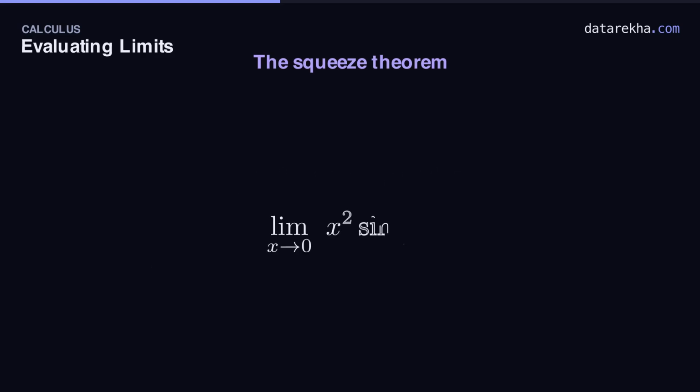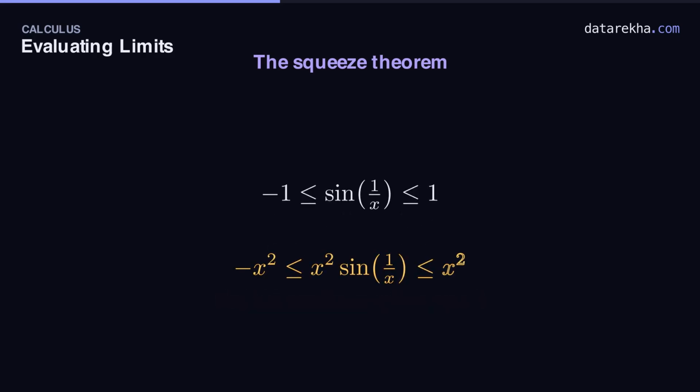Here's the example that shows why we need it. Take x squared times sine of 1 over x as x approaches 0. As x shrinks, 1 over x explodes. So the sine oscillates infinitely fast between -1 and 1. Nothing to plug in, nothing to factor. But here's the key. Sine of anything always sits between -1 and 1. Multiply that fact through by x squared, which is never negative. And the whole messy function is trapped between minus x squared and plus x squared.